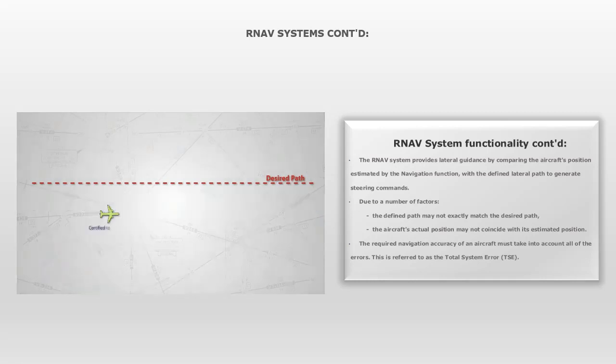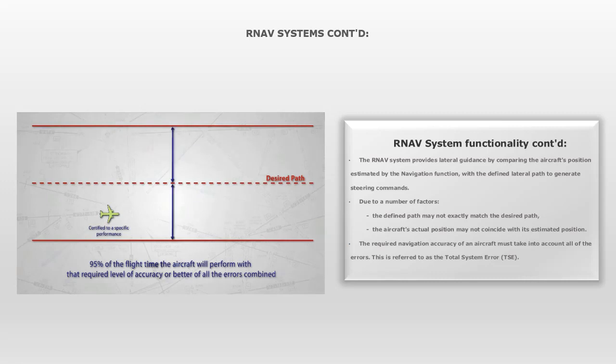When an aircraft is certified to a specific performance, the manufacturer has demonstrated to the certifying authority that 95% of the flight time the aircraft will perform with that required level of accuracy or better, all of the errors combined. For example, an RNAV-1 certified aircraft has demonstrated that 95% of the flight time, all of the errors combined, the aircraft can follow an ATS route with a lateral track accuracy of ±1 nautical mile or better.